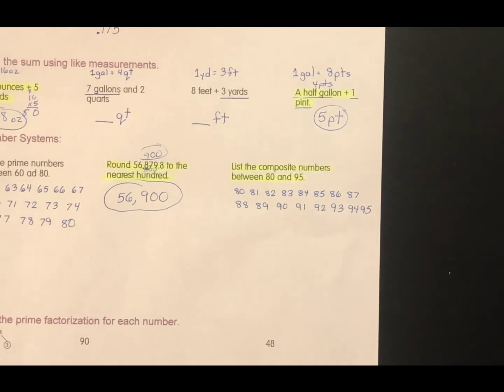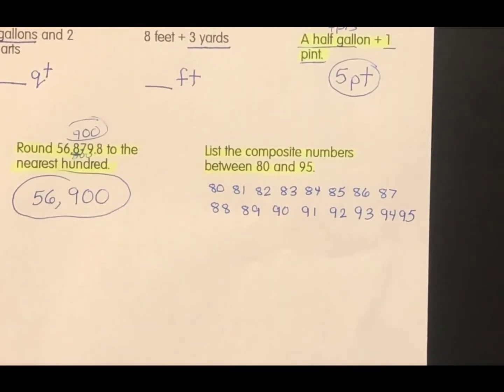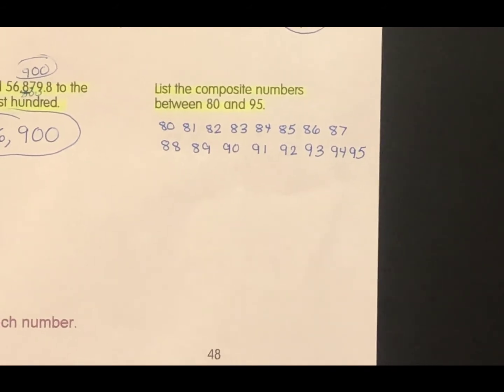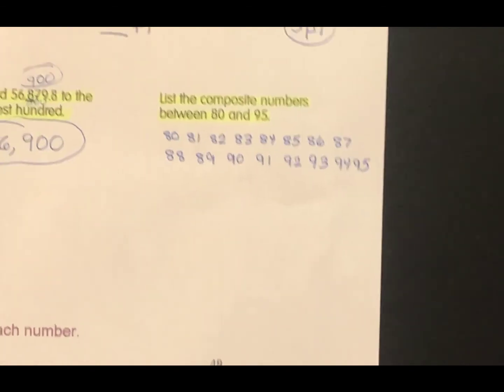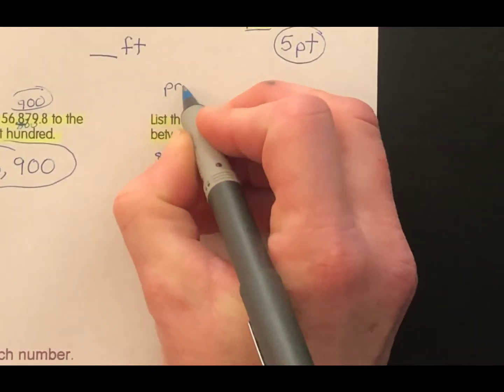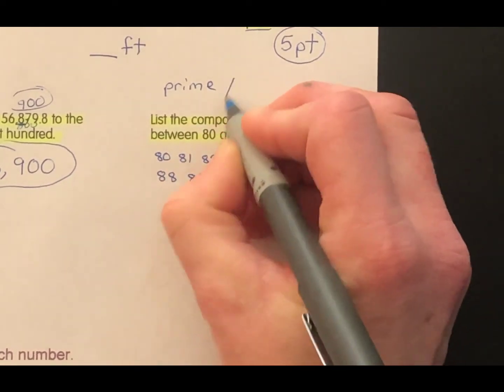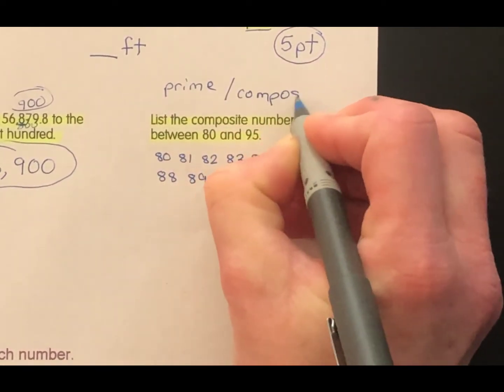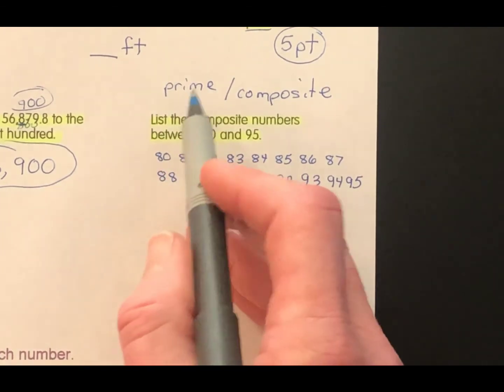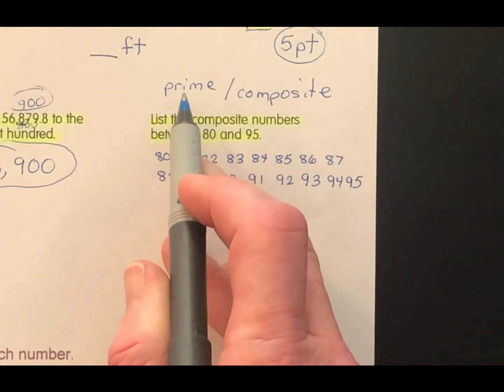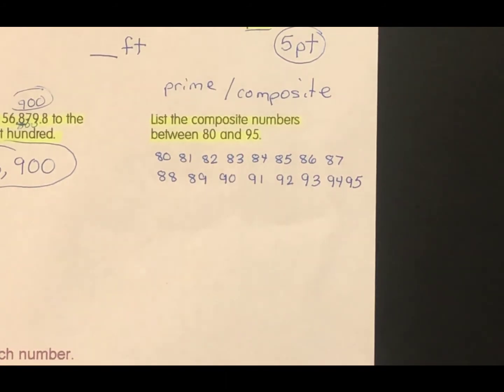Look at these. The easiest way to do this is to just use process of elimination. I need to list the composite numbers. Remember, there are two kinds of numbers: prime and composite. Composite numbers have 3 or more factors. Prime have only 2, 1 and itself. So we want to find the composite numbers.